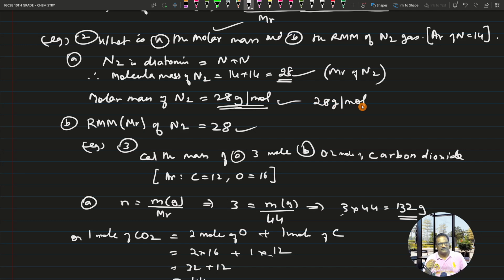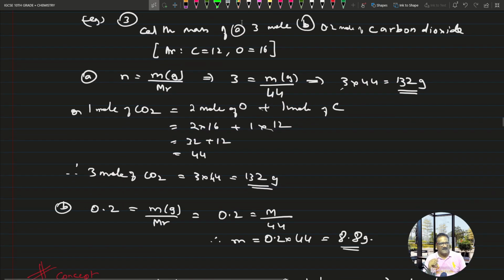So this is your molar mass of nitrogen, and this is your RMM of nitrogen. The difference is in RMM you don't put g, and in molar mass you put g per mole. Okay, that's the only difference. So RMM of nitrogen is 28, and that's it. RMM of nitrogen will be just 28. You are not supposed to put g in front of that. Okay. Now going to the next example.